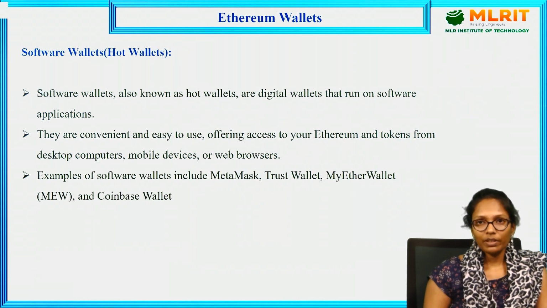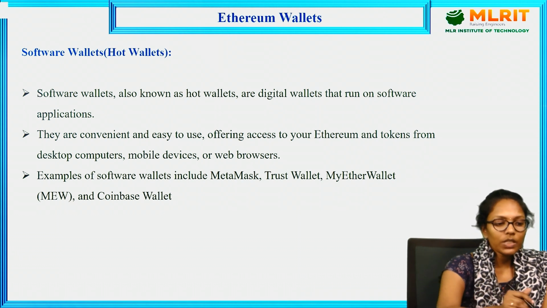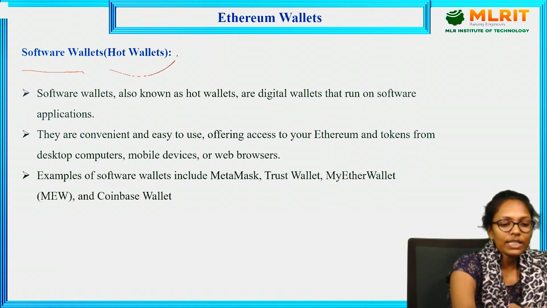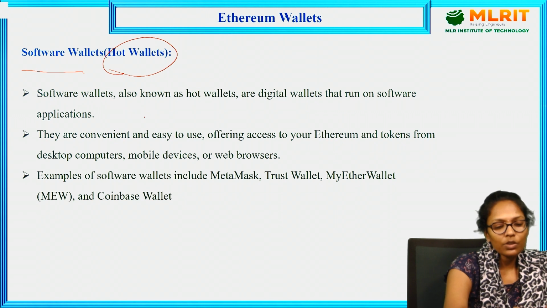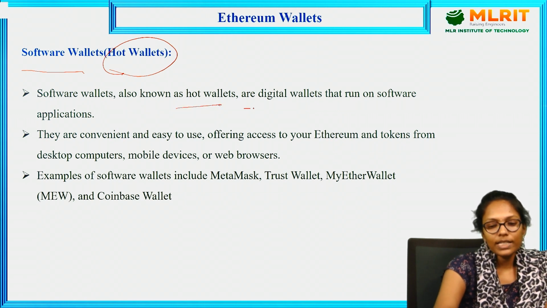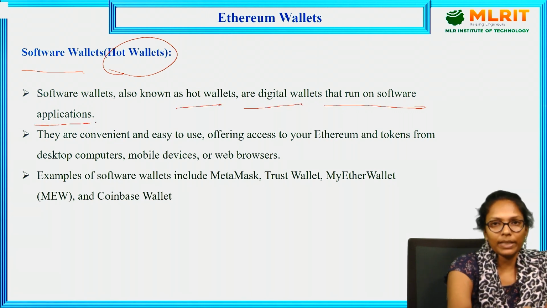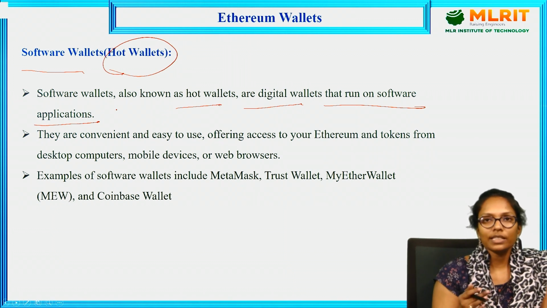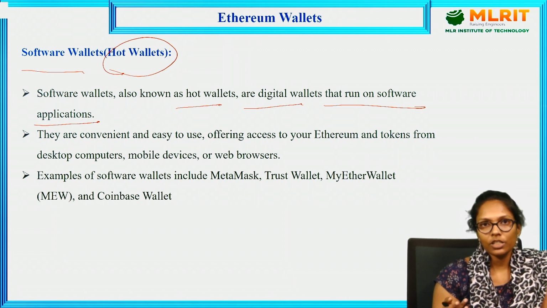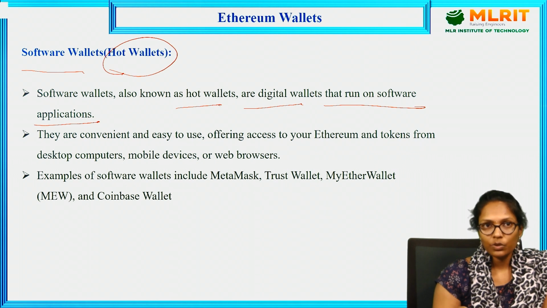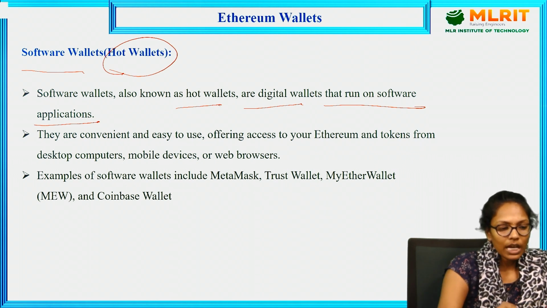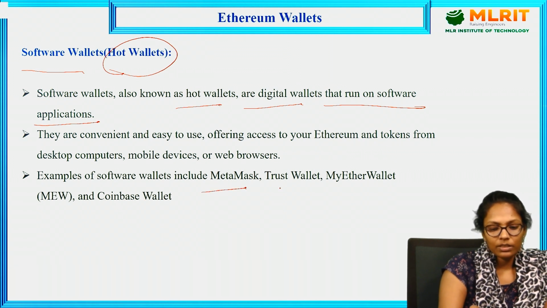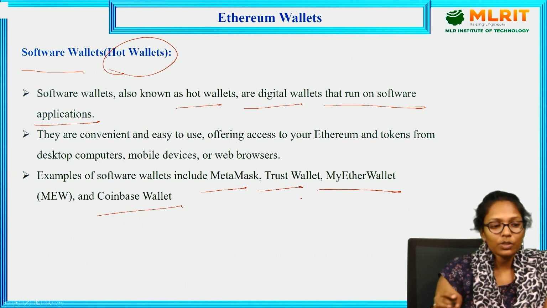We have different wallets here to maintain this public key and private key. The first one is the software wallet, which is also called a hot wallet. Software wallets, also known as hot wallets, are digital wallets that run on software applications. It's just like a mobile application. We can use it on a desktop, mobile device or any web browser. Examples of software wallets are MetaMask, Trust Wallet, MyEtherWallet and Coinbase Wallet.